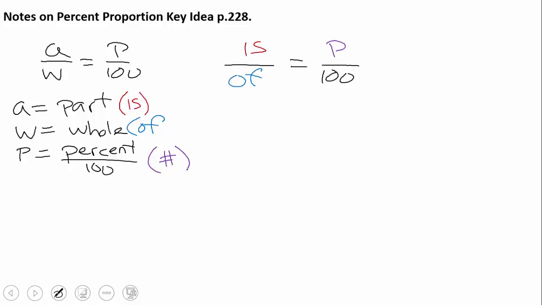Remember, when we take percent, we turn it into a fraction, which we can write as a ratio, so we can put it in our proportion. We take the percent sign off, and we put it over 100. So we write the number for the percent. And then, of course, it told you that you have to cross products, cross multiply, then divide. That will give you the answer.